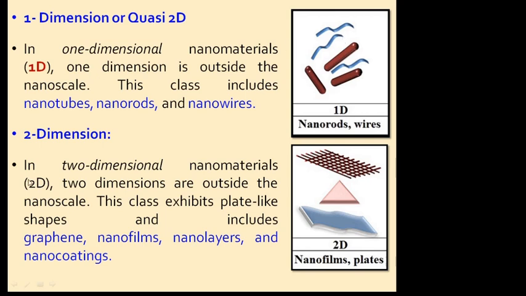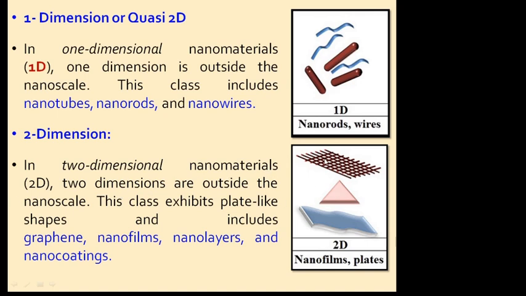Two dimensional: in a two dimensional nanomaterial, two dimensions are outside the nanoscale. This class exhibits a plate-like shape. If there is a plate, then looking at its two sides, this length could be anything, this length could be anything, but the thickness is always in the nanoscale. So two dimensions are outside the nanoscale.